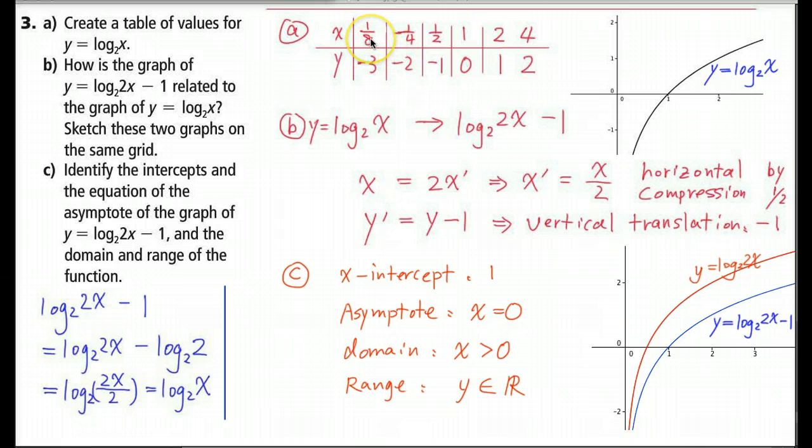So 1 over 8 for x will end up getting -3 for y. You can choose a bunch of numbers involving negative, 0, and positive. Of course, you can put another number like 8 to get a 3. Anyway, we just use these couple of numbers. I think it's enough. And add a 9 here. So we graph this original function, right?